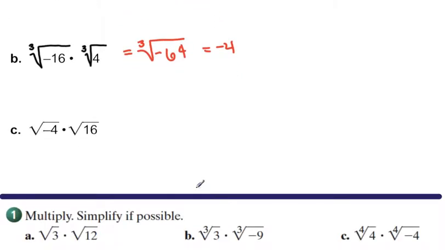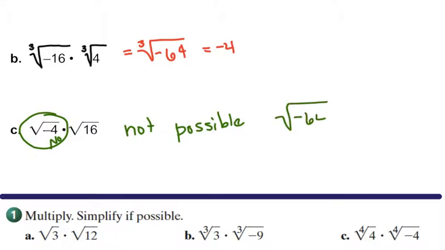Now let's take a look at C. C is a bit different. Can we take the square root of a negative number and get a real answer? The answer to that question is no. This is not possible, right? Okay, so anytime you have something that just won't work, this part won't work, so therefore you can't multiply them together. If you did, you would have the square root of negative 64, and you can't take the square root of negative 64 and get a real solution, so not possible.